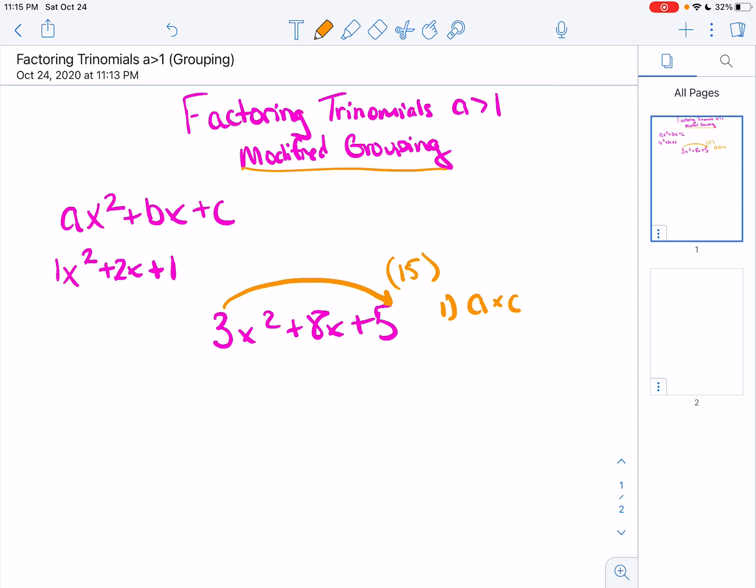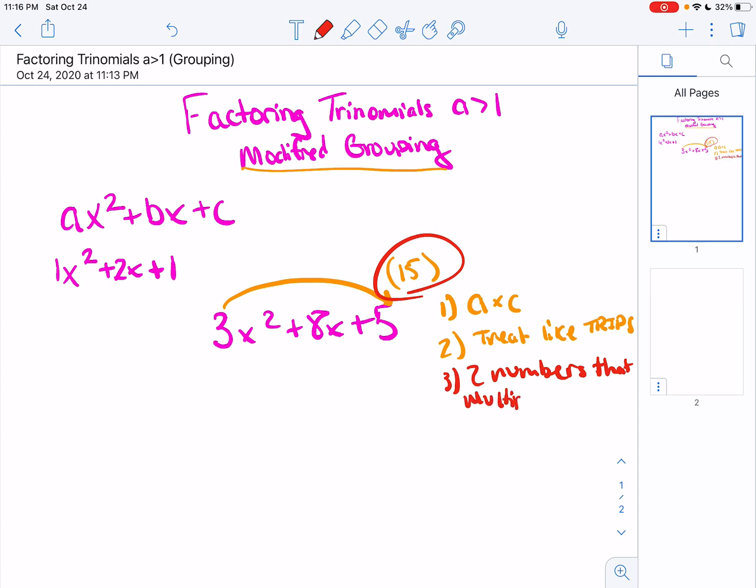Now, at this point, we treat it like trips. We're going to find 2 numbers that multiply to AC and add to B. So we need 2 numbers that multiply to 15 and add to 8. Those numbers are 5 and 3.